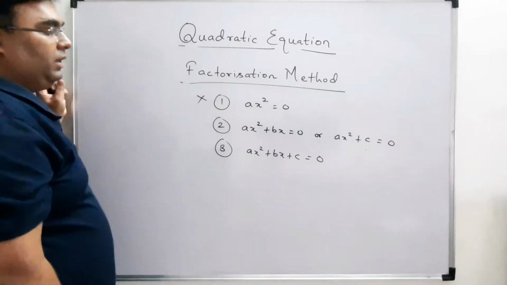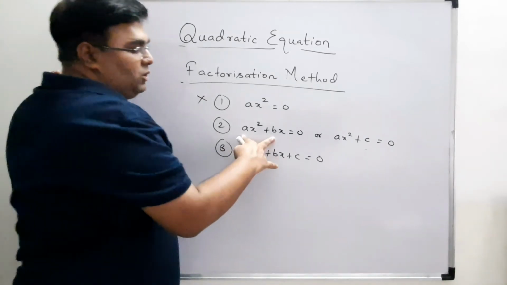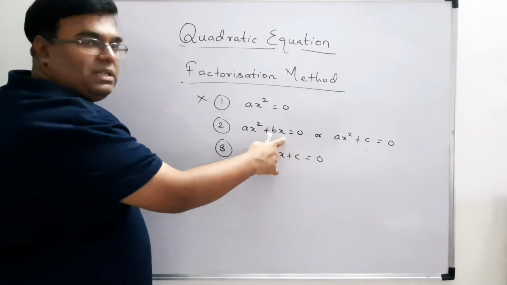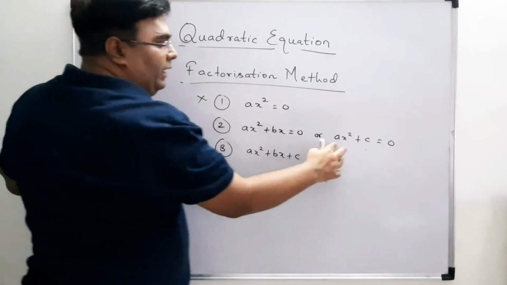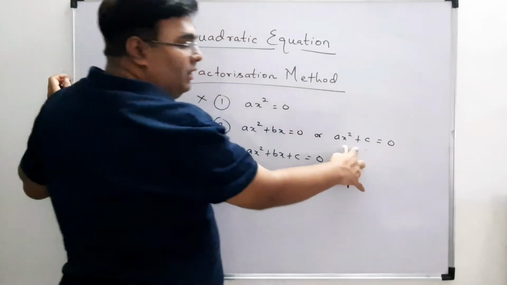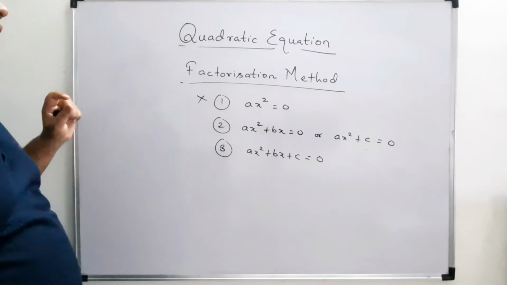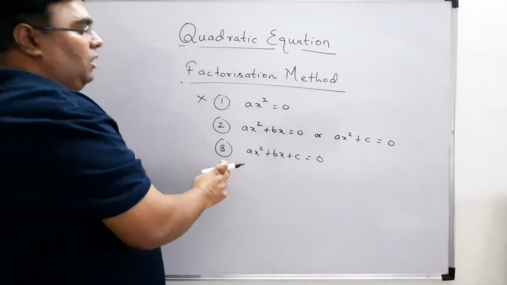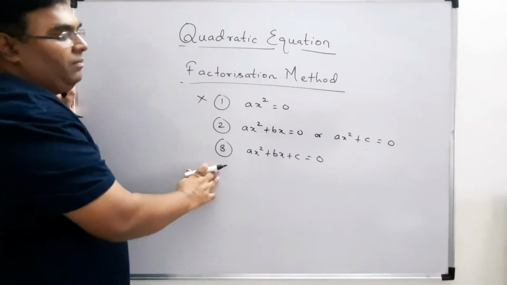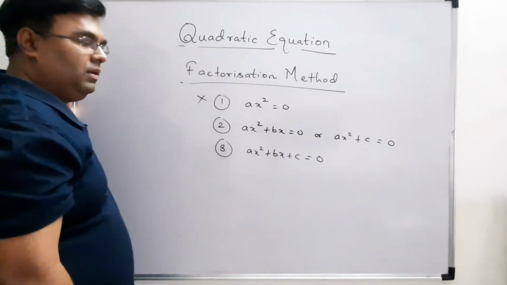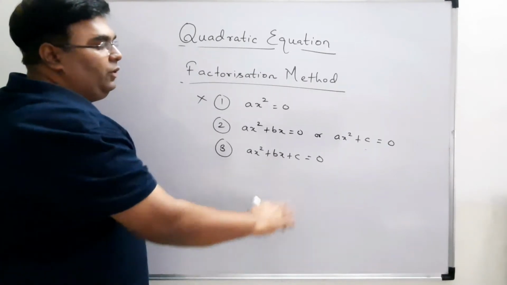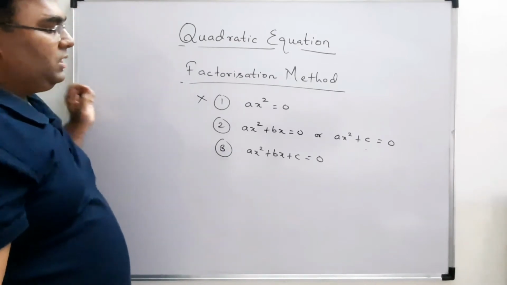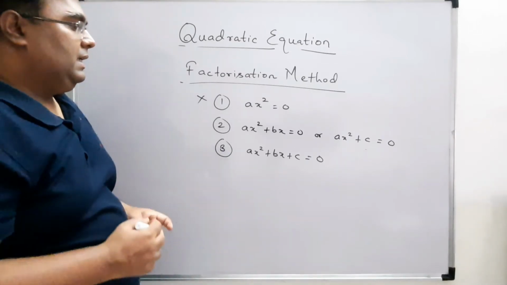Then second one, ax square plus bx is equal to 0, where our c is not there, and ax square plus c is equal to 0, where our bx is not there. So we need to factorize either of these, and the third form is where my a, b and c all are present, and we need to factorize this. So let us do first our second case.